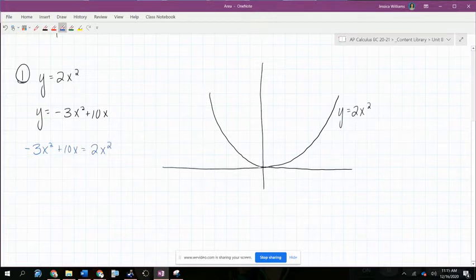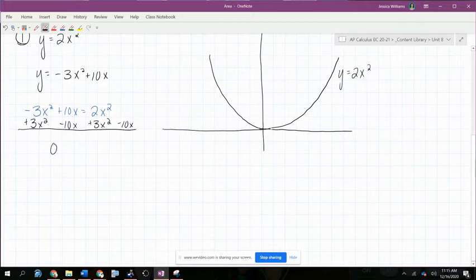So I got a polynomial to solve. Let me add 3x squared to both sides. Let me subtract 10x from both sides because I'm trying to make it equal 0. That's how you solve quadratics, is you make them equal 0. So I have 0 equals 5x squared minus 10x. I'm going to factor out a 5x. I'm left with x minus 2. And now I know that these things intersect at 0 and at 2. And honestly, that's all I need.